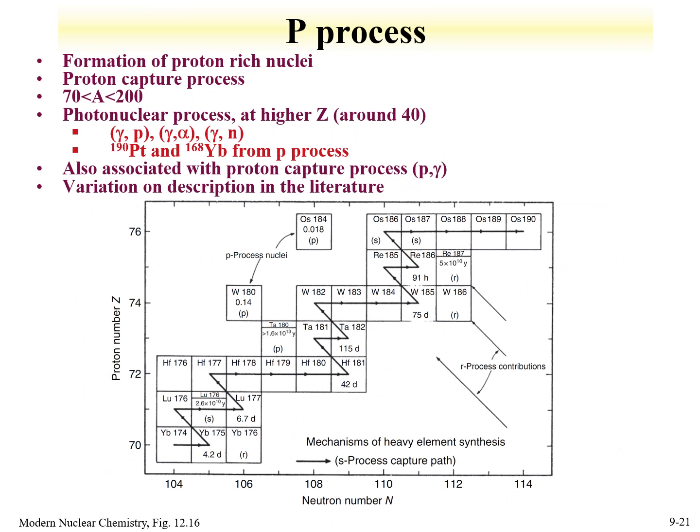The formation of proton-rich nuclei or neutron-deficient nuclei occurs through this P process, where we have a proton capture process, or we can have photonuclear processes at high Z, let's say of around 40. These photonuclear processes, as we discussed earlier, can result in emission of protons, alphas, or neutrons. As an example, platinum and terbium are from the P process.